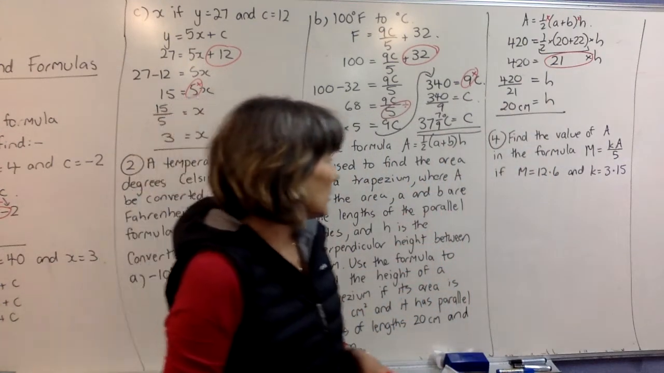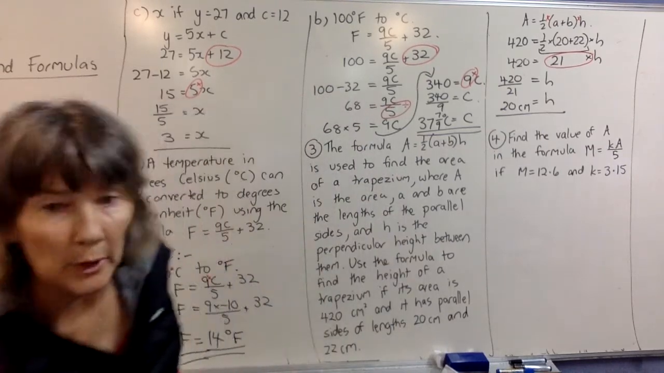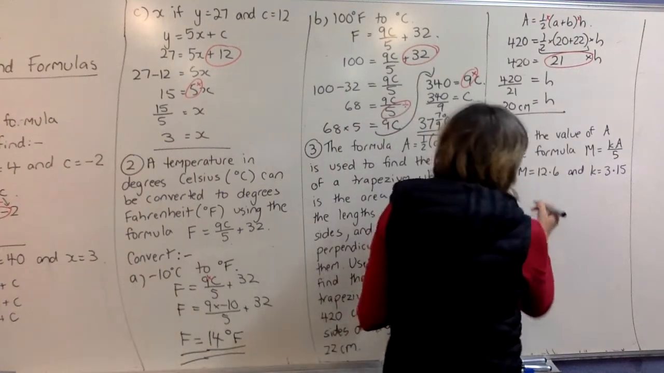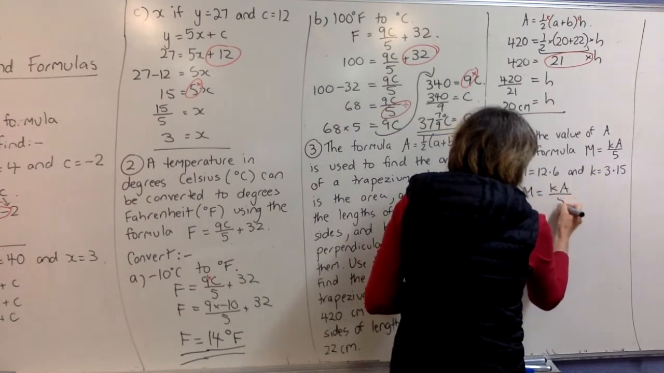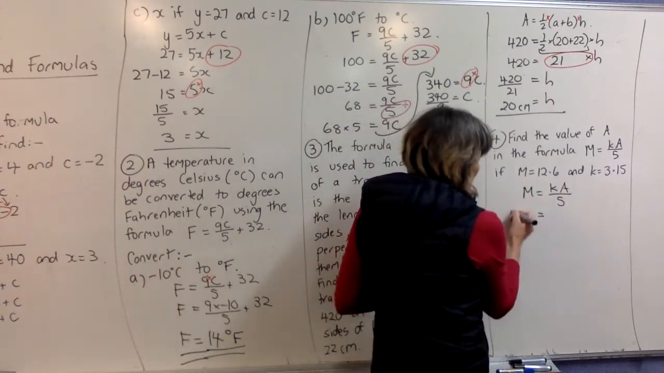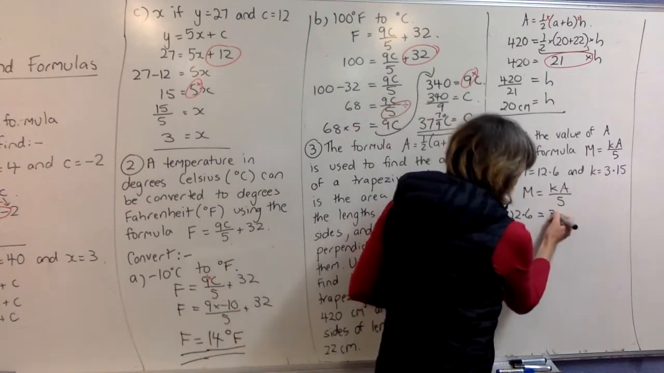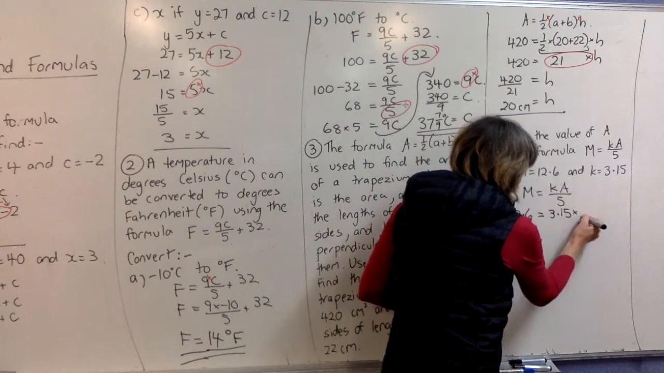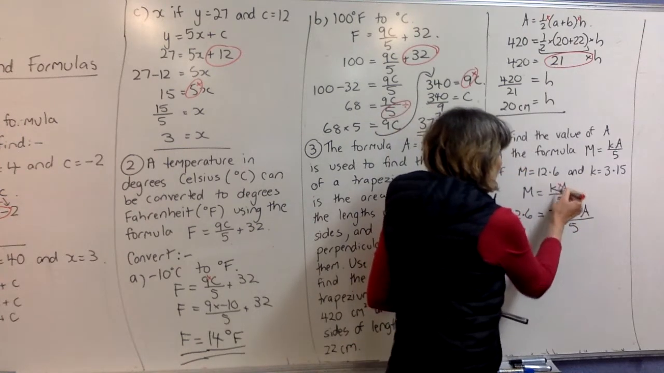Okay, the next question is not really a word problem, so we're just going to do the question. They've given you a formula here. Let's write it down. Okay, and we're going to sub in our numbers. M is 12.6, so that goes in here. K is 3.15, so that goes in there. And then we have a times A and over 5.